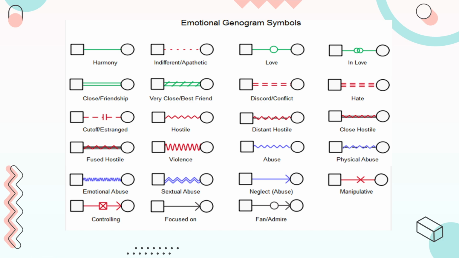So the emotional genogram symbols are also important here. There are certain terms which I want you to make a note of. When a male and a female in the family are in a good relationship, united and happy, we call it harmony. When they are indifferent, neither the male nor the female cares about the other person. Whatever happens, it is just like that. They just move off.